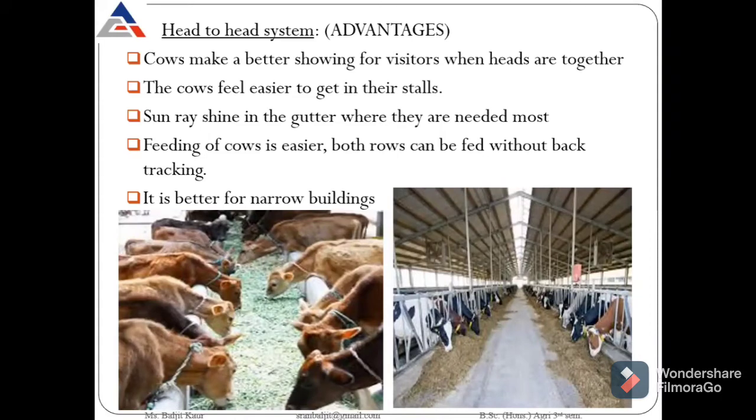Sun rays shine in the gutter where they are needed most. So the gutter side is on the other side, and the sun rays fall directly on the gutter, where they are mostly needed, and there will not be any bad smell. Feeding of cows is easier. Both rows can be fed without backtracking, so both rows can be fed easily. It is better for narrow buildings. So if the buildings are narrow, this arrangement, that is head-to-head system housing, can be provided, right?